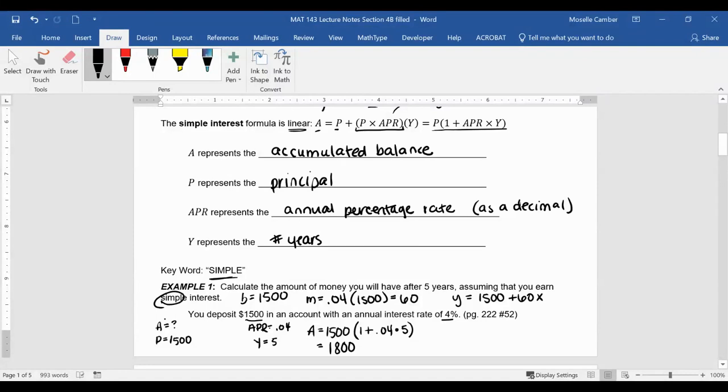Now you could also use the equation that we found here, because we wanted it after 5 years. So our y would be 1,500 plus 60 times 5, which would also be 1,800. So you can pick which method you want to use. If you just want to remember y equals mx plus b, you can do it that way. For simple interest, it is completely up to you.